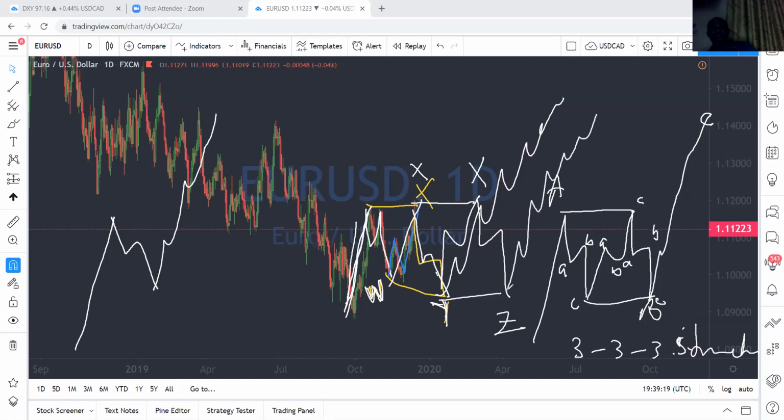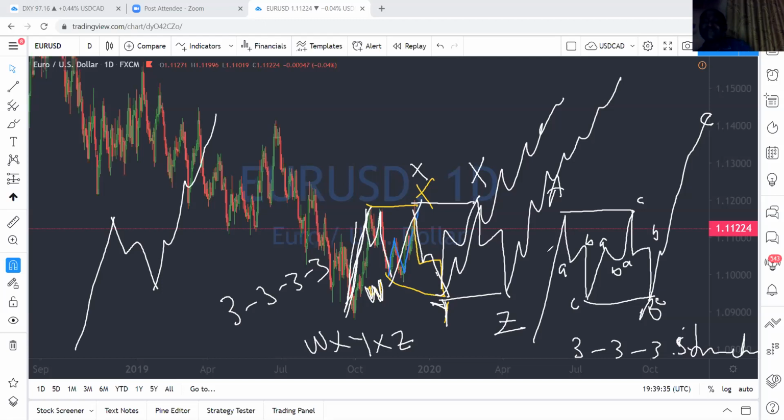This is the end of this corrective structure. From here, you can have a push to the upside. This one becomes W, X, Y, X, Z, corrective structure. When it happens three times, you now have a 3, 3, 3, 3 structure.